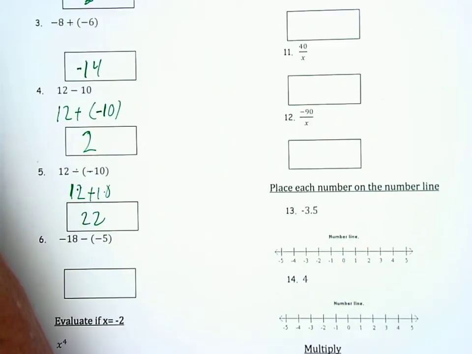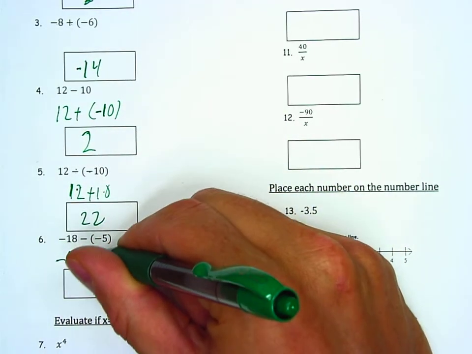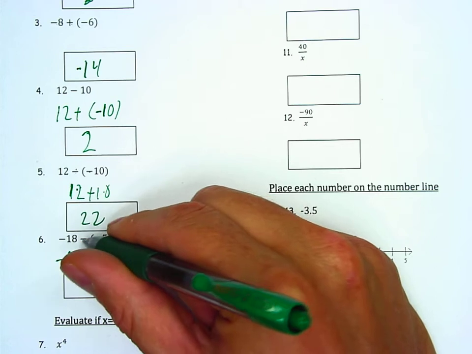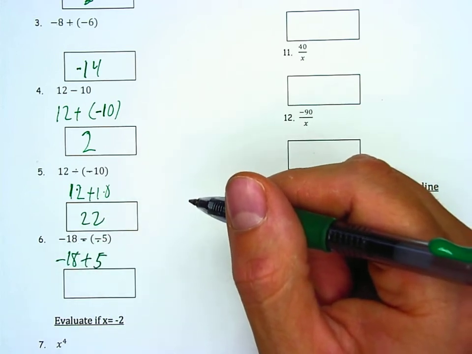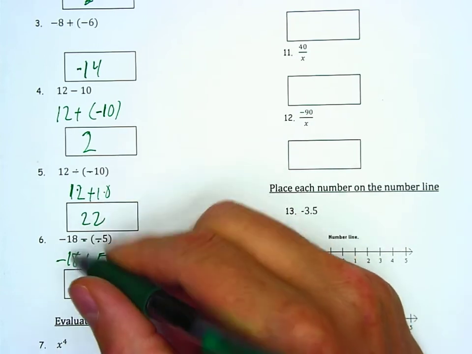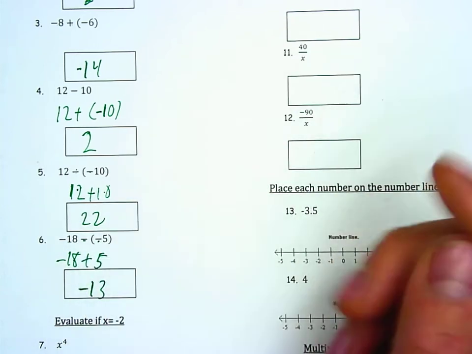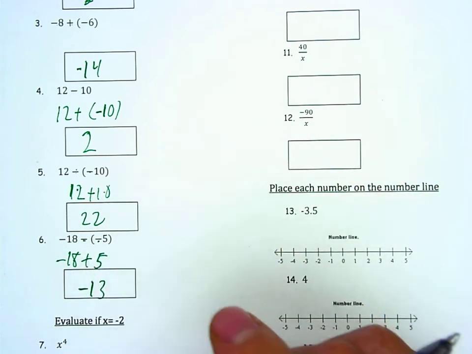Next one, -18 minus -5. So this is the same as -18 plus 5. That minus minus becomes plus. It distributes, in other words. So -18 plus 5 is -13, because these are, again, opposite signs, a negative and a positive sign. We got a -18 and a positive 5.